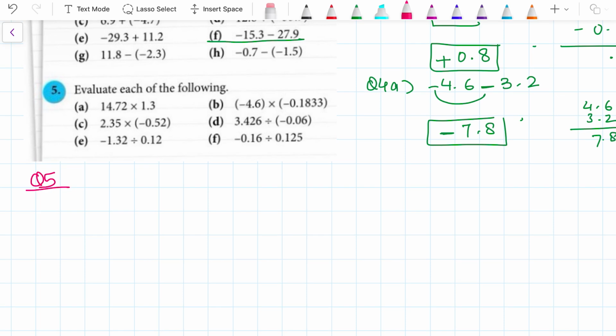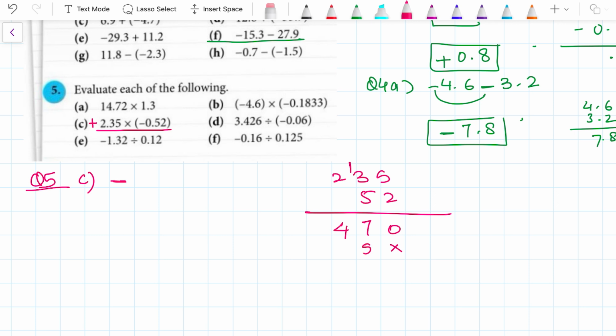Question 14, let's start with part C. 2.35 into minus 0.52. This is a plus, this is a minus. So plus minus is a minus. How do we multiply 235 by 52? We'll not write the decimals, we'll just write the number and then put the decimals at the end after the answer. 2 times 5 is 10. 2 times 4, 2 times 2 is a 4.